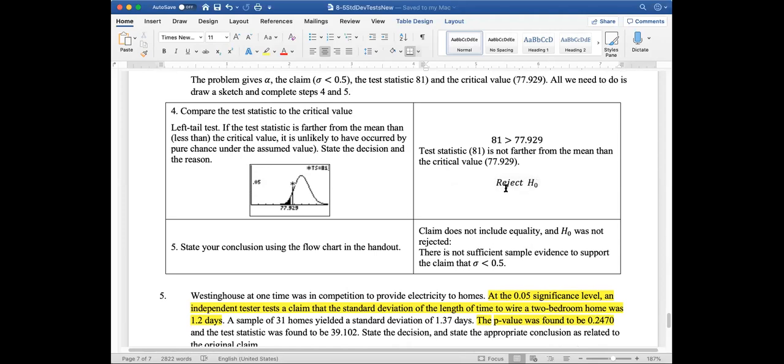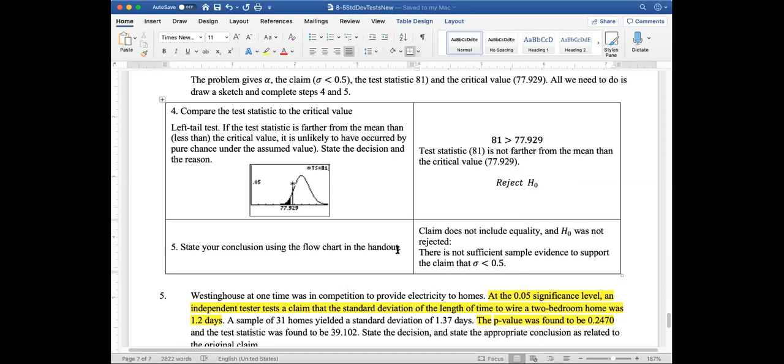This answer is wrong. I need to fix that. So next time you see the content of your D2L homepage, I'm going to put a new version of this up with this correction in it. If you've already printed this out, just write in fail to reject.